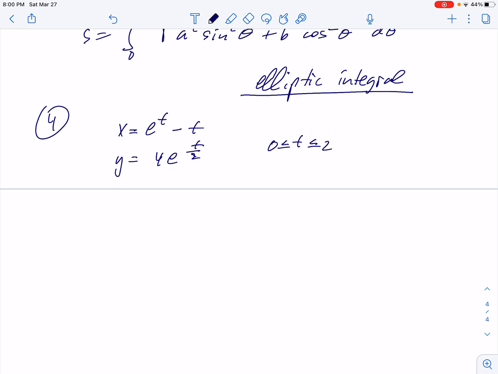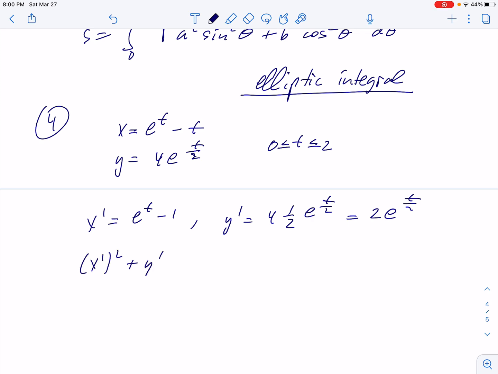We want to find arc length, so we compute the derivatives separately. x prime will be e^t minus 1. y prime will be 4 times 1/2 exponential t over 2, so this will be 2 times exponential t over 2. Computing x prime squared plus y prime squared: (e^t minus 1) squared plus y prime squared, which is 4 exponential t, just this.